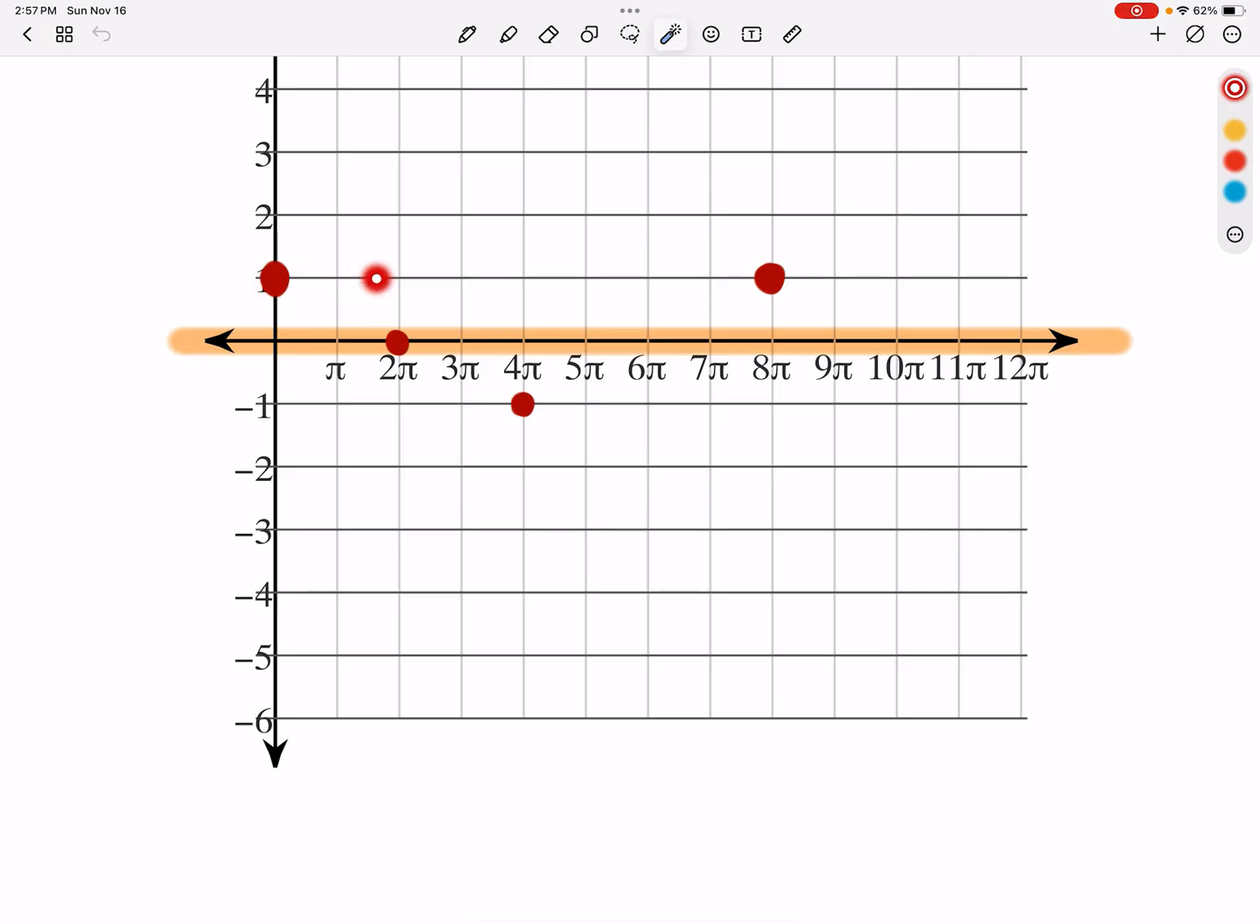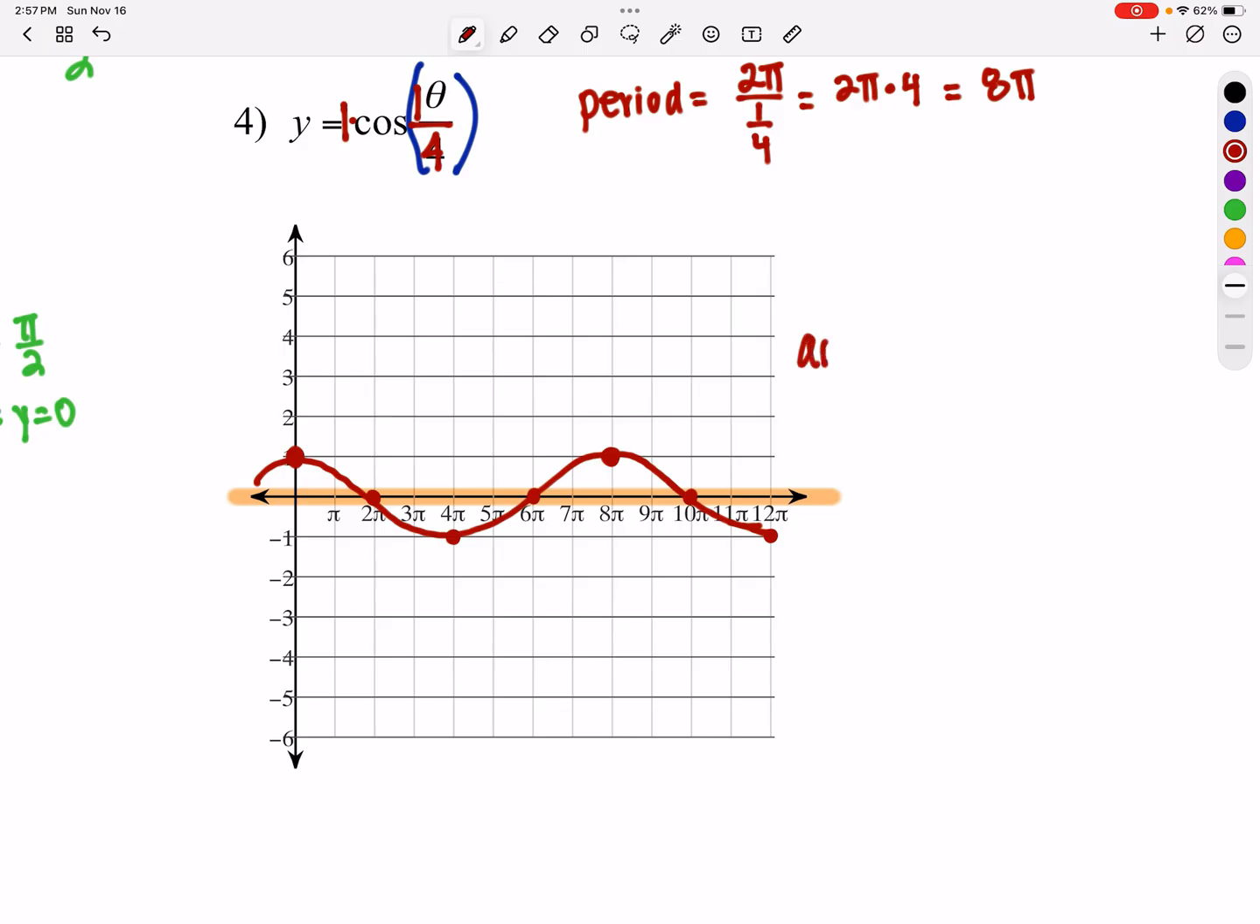So maximum, and then another 2 pi will be at the midline, and then another 2 pi we are at the minimum, another 2 pi we will be at the midline, and then another 2 pi at the max, and I'm going to continue that pattern. And then I'm going to carefully connect these points. And there we go. So our amplitude is 1. The period is equal to 8 pi. And the midline equation is y equals 0.